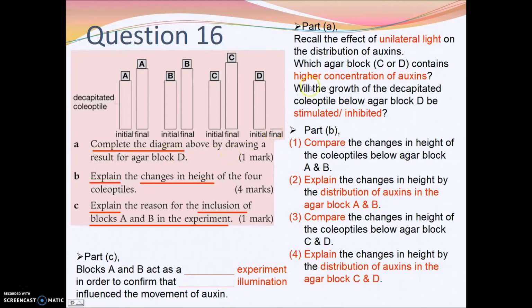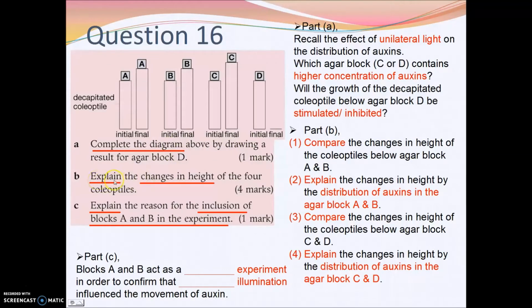Actually, you need to recall the effect of the unilateral light on the distribution of the auxin. So which agar block, C or D, will contain higher concentration of auxin, and will that particular concentration of auxin promote or inhibit the growth of the coleoptile below the agar block D? So that's part A.